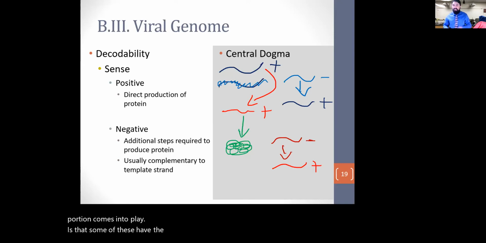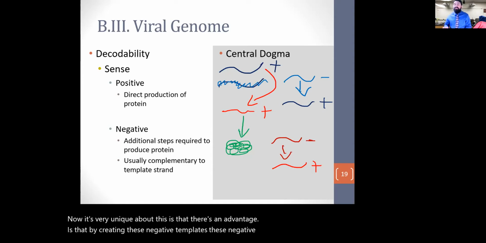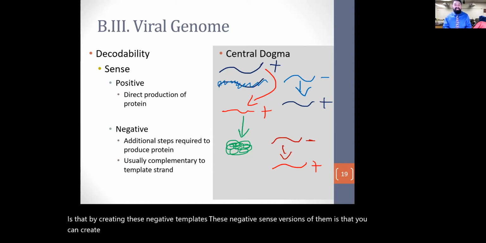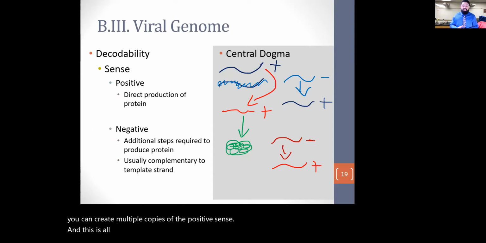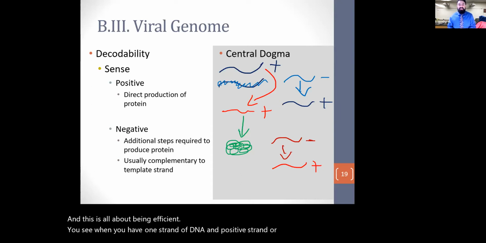And so this is where that whole decodability portion comes into play, is that some of these have this extra step. Now, what's very unique about this is that there's an advantage, is that by creating these negative templates, these negative sense versions of them, you can create multiple copies of the positive sense. And this is all about being efficient. You see, when you have one strand of DNA, one positive strand, or one positive strand of RNA, well, that's that one RNA that creates your protein.